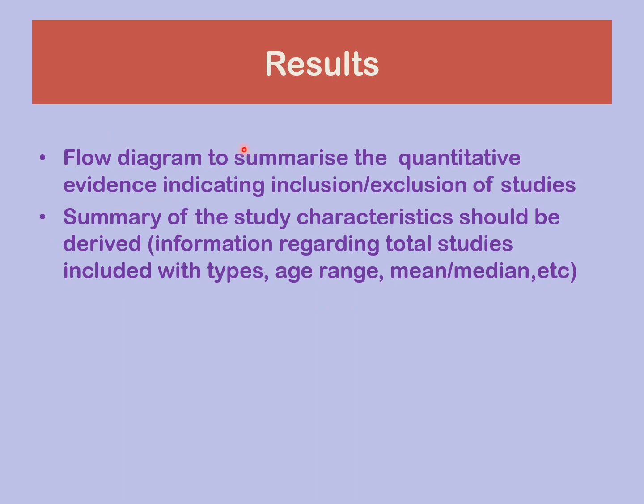So next is the result. For this, a flowchart is used to show how many studies were included or excluded at each step in the review process for quantitative research. A summary of key details of the included studies is created, such as the total number of studies, type of studies, participants' age, and a few other characteristics, and the mean and median, etc. are also mentioned in the result.